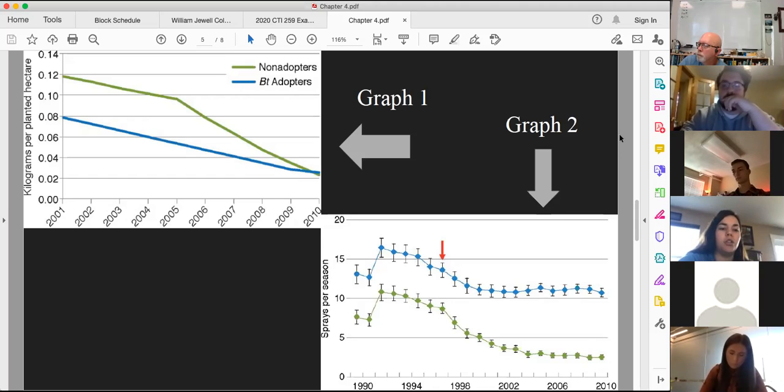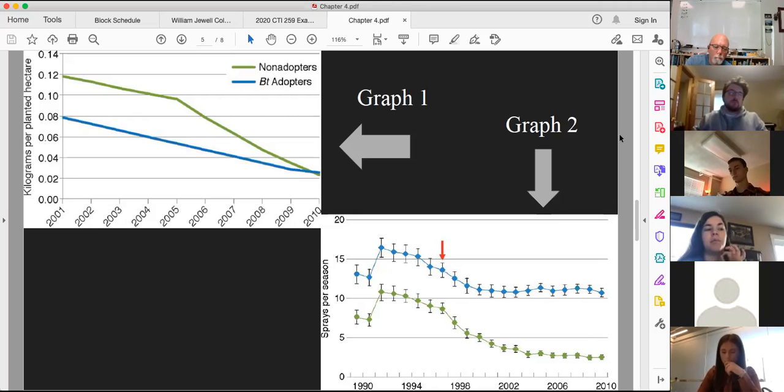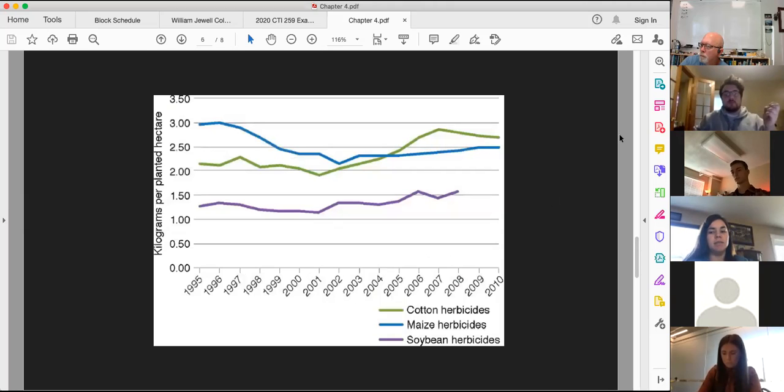And then graph 2 shows the amount of insecticide used on cotton fields in China per season. The blue dots are total insecticide. The green dots are insecticides sprayed aimed at the cotton bollworm, so the actual insects on the cotton plants. And then the red arrow indicates the year when the BT cotton was first commercialized. So kind of when it went out to the public. Next slide.